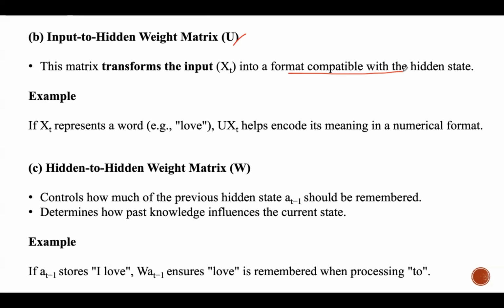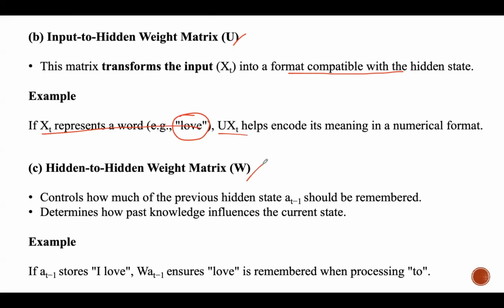And here, it mainly transforms the input feature vector into hidden state space and determines how much of the current input influences the hidden state. So if this U is properly trained, then it ensures that the network effectively captures input dependencies. Say, for example, if xt represents the word love, then this input to hidden weight matrix helps to represent this love in a numerical format. So Uxt will encode its meaning into a numerical format.